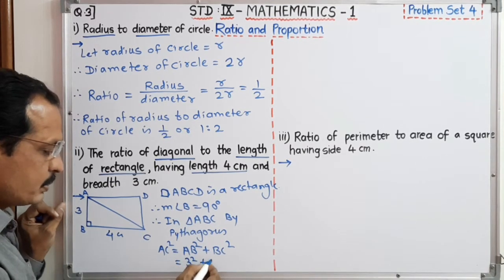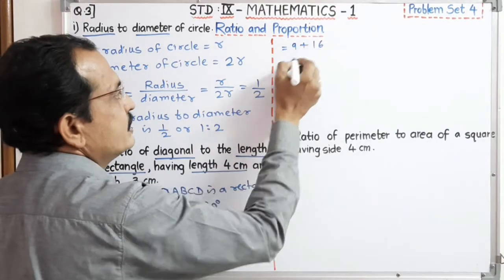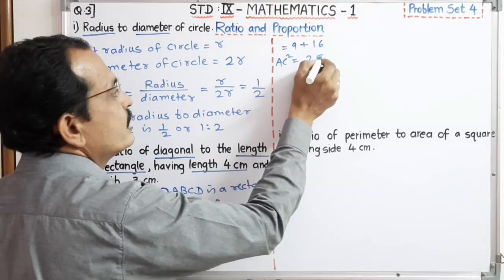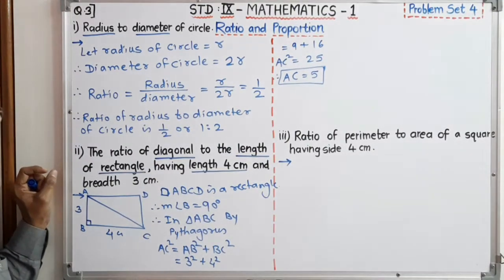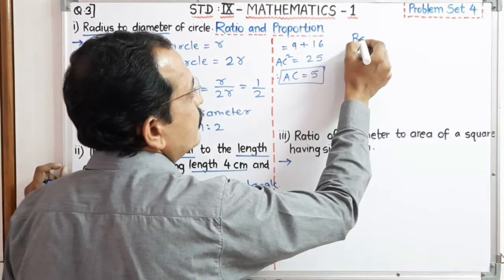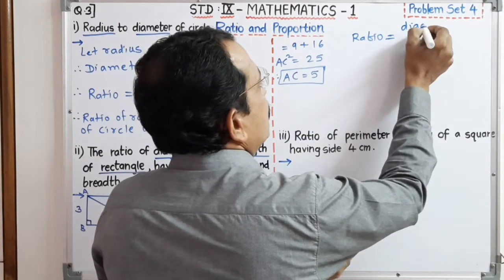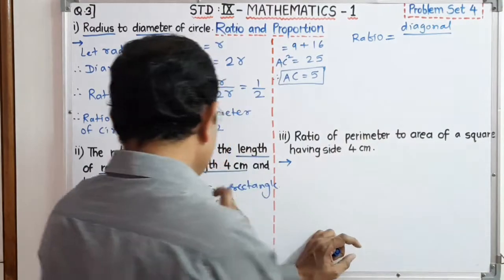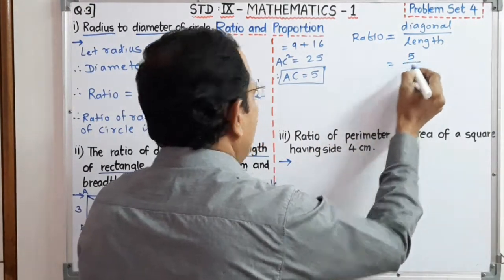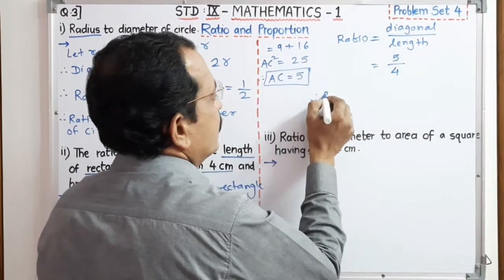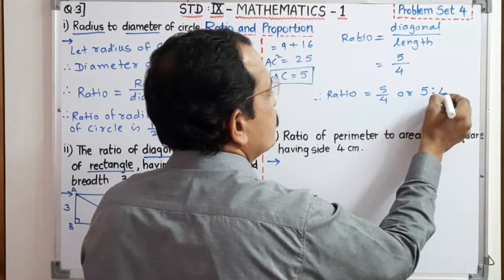Now it is 3 square plus 4 square, which is 9 plus 16. Dear student, AC square is equal to 25. Therefore, AC is equal to 5. That is, the length of the diagonal is equal to 5 cm. Now, dear student, we can write here ratio is equal to diagonal upon length. Therefore, diagonal is 5 and the length is 4. Therefore, the ratio is equal to 5 upon 4, or 5:4.